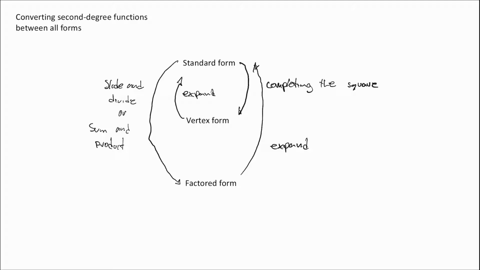And if we want to go directly from factored form to vertex form, well, we can't. We have to expand factored form into standard form and then complete the square into vertex form. Also, vertex form to factored form, we have to expand to standard form and then slide and divide or sum and product into factored form. So that is how we convert second degree functions between all forms. Now let's see how this works.